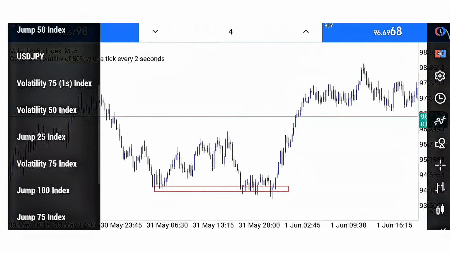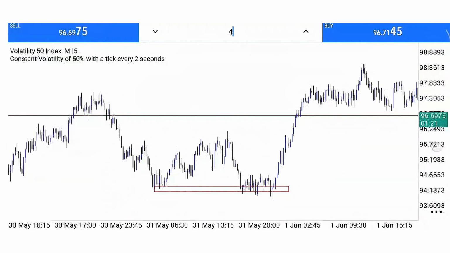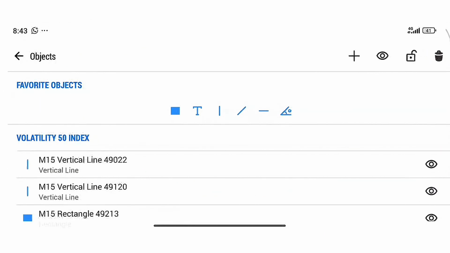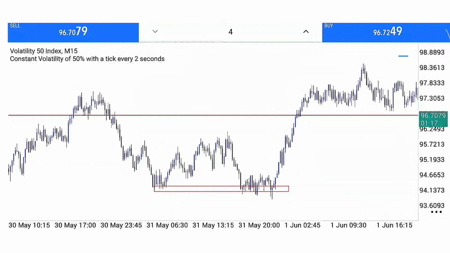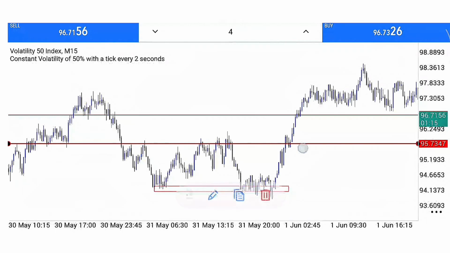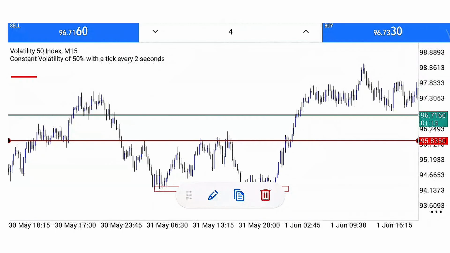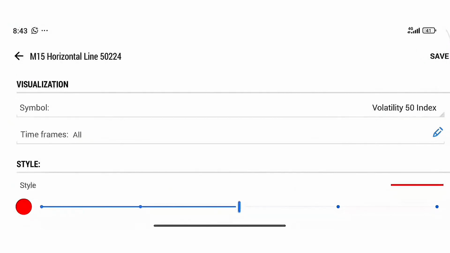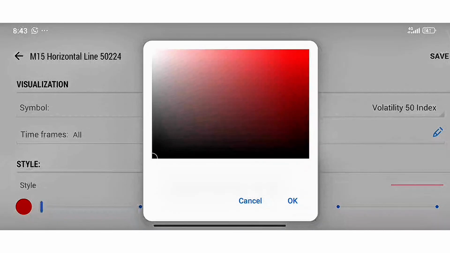Let me draw a horizontal line on it. Like a horizontal line. Let's make it black color.